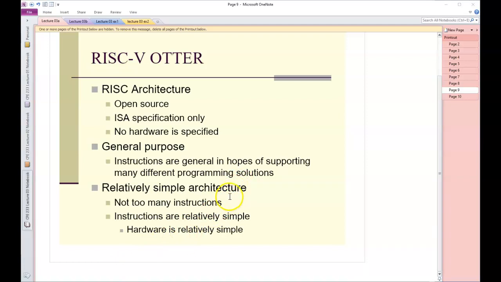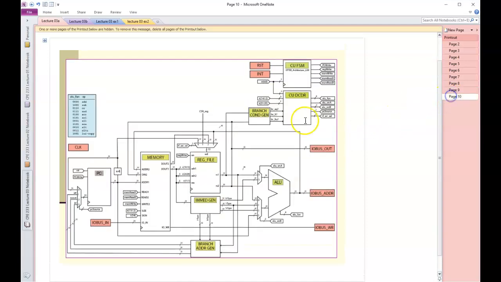So the architecture is very simple. The instructions are very simple. You'll see that later, and essentially, it allows us to implement the thing without too much effort, which is what we'll be doing. And of course, here is the architecture. It looks like a lot, but when you break it down piece by piece, which is kind of what we'll be doing, it's really not too bad.